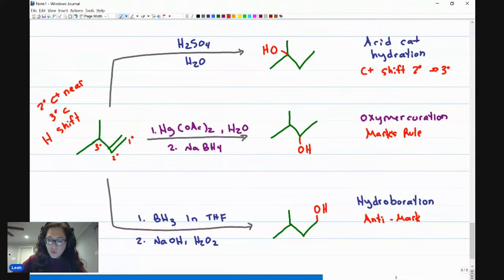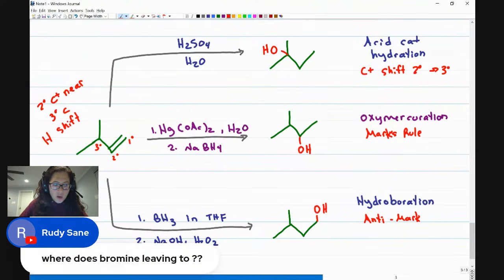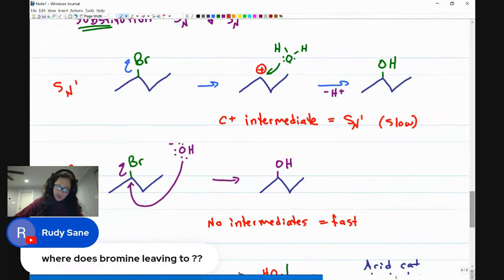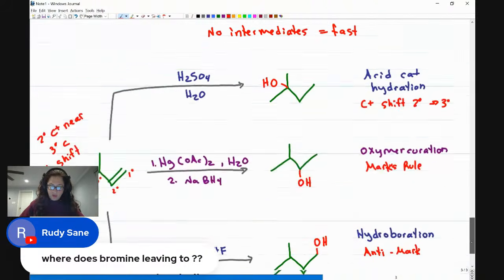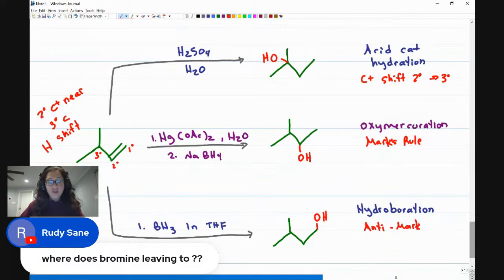And a question. Where does bromine leaving to? So let's go back. You're asking about this question. In both situations, bromine as a leaving group just gets kicked out and dissipates somewhere into solution. So it'll dissolve and remain there as a spectator ion, meaning something that is happy, stable, and no longer reactive. So this is a summary of the alcohol formation reactions that you covered in Organic Chemistry 1.